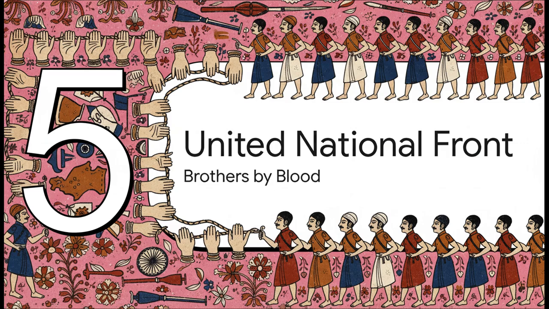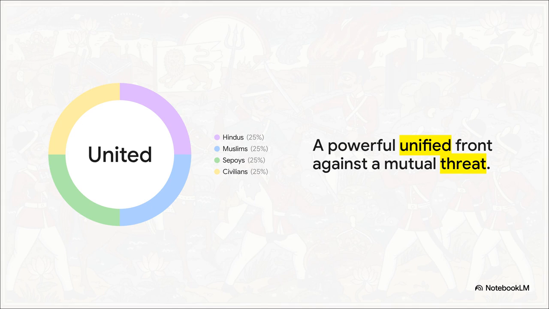This incredible organizing leads us right into Section 5, a united national front. Thanks to all that secret networking, centuries-old religious divisions practically vanished. The source text highlights how Hindus and Muslims fought shoulder to shoulder as brothers by blood under a common national flag. The common goal of defeating the British, who were seen as a mutual threat to both faiths, created this incredibly powerful unified front. The text even notes how the Emperor of Delhi issued proclamations appealing equally to Hindus and Muslims to rise up for Swaraj.